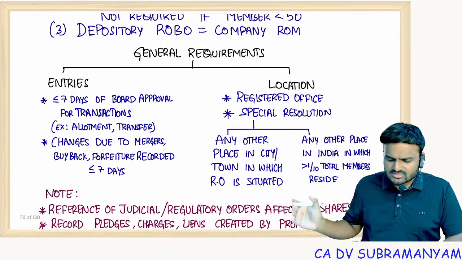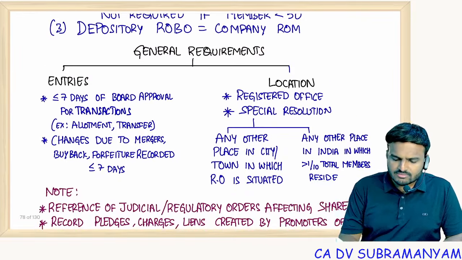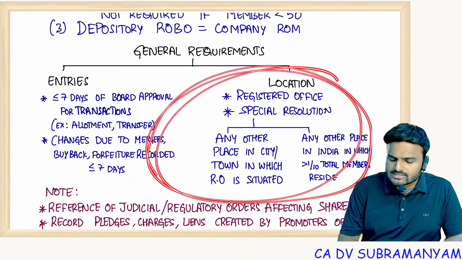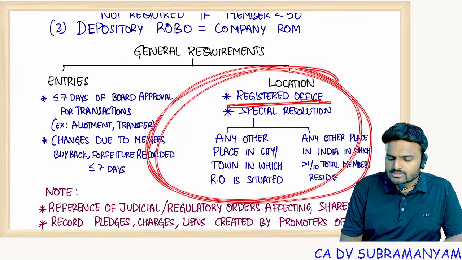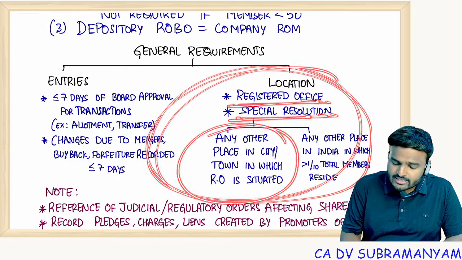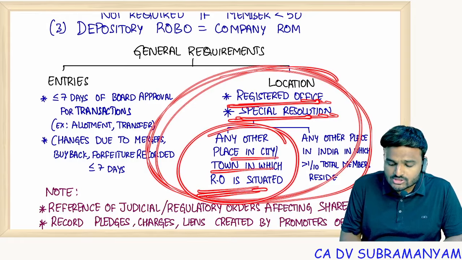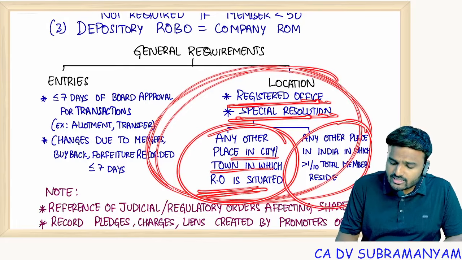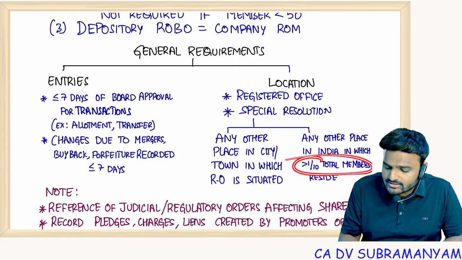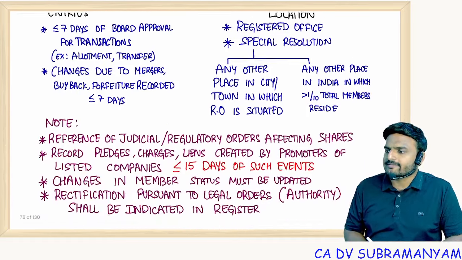In the entire section 88, for me the important point would be the location of these registers. First priority, the registered office, or by passing a special resolution you can place them at any place in the city, town, or village where the registered office is situated, or any other place in India in which more than 1/10 of the total members reside.